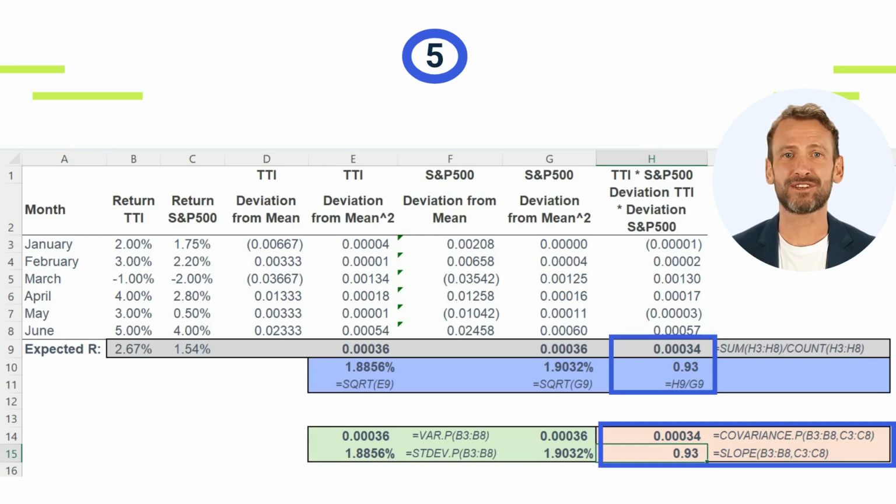One last reminder is that you can verify your calculations by using the covariance.p command and the slope command in Excel. These commands provide you with the covariance and the market beta value, saving you from all the intermediate calculations.